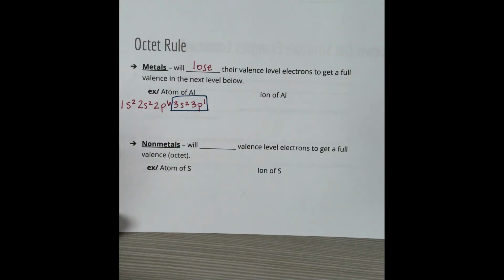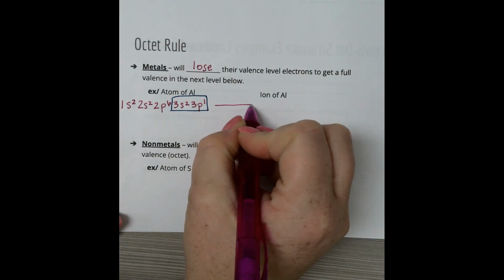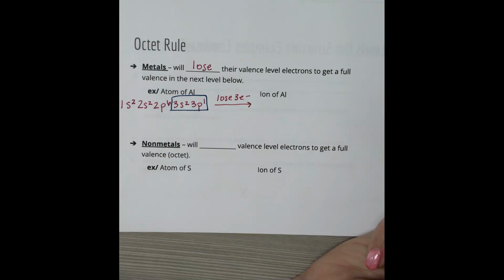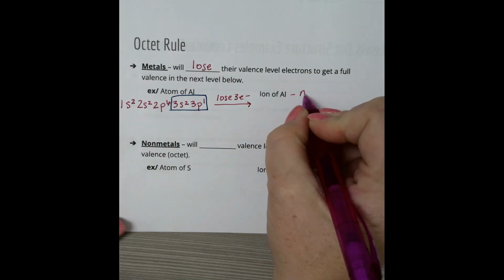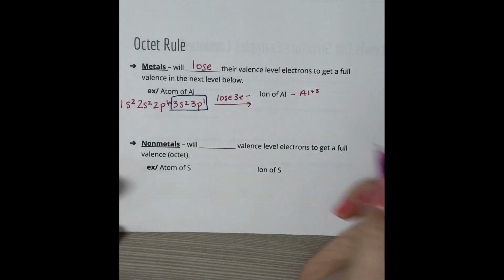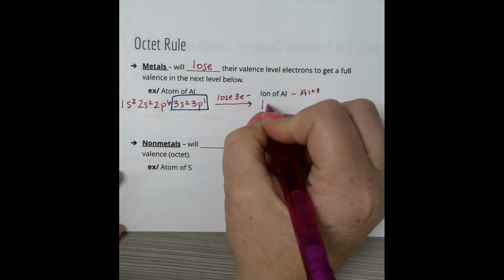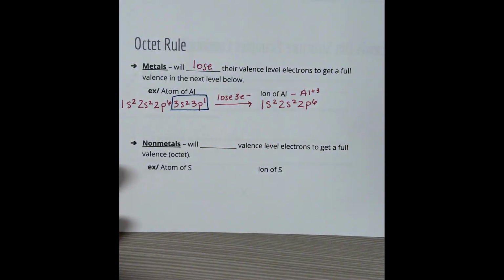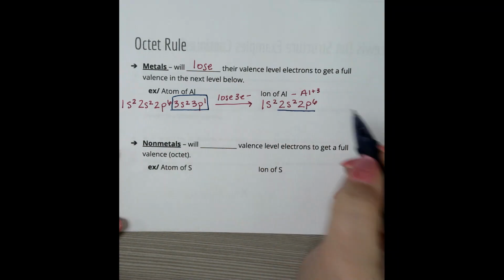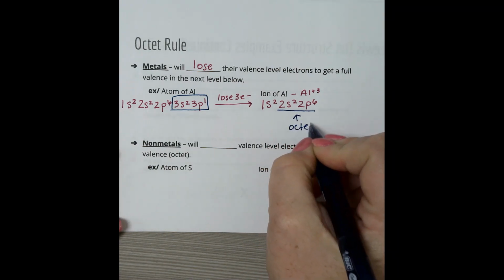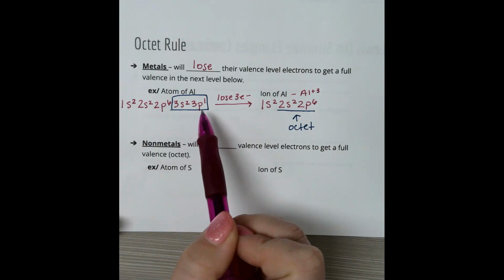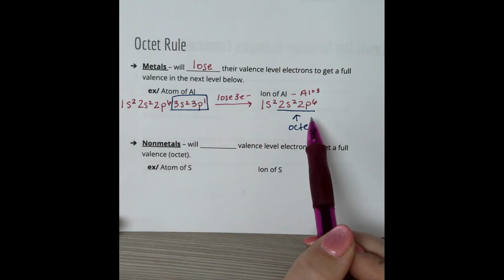So our atom is going to lose those 3, and the new configuration of our ion, which is going to be Al plus 3 because it lost 3 electrons, will be whatever's left over: 1s2, 2s2, 2p6. If we look at what's left over, notice that ending, there's our octet. We have our s2p6 configuration. So metals are always going to lose their outermost electrons, their valence electrons, to get to that octet configuration.